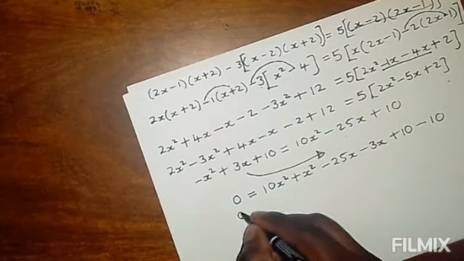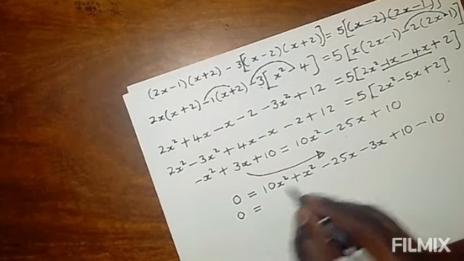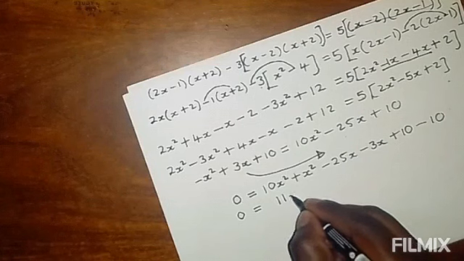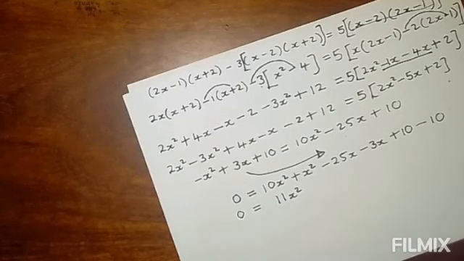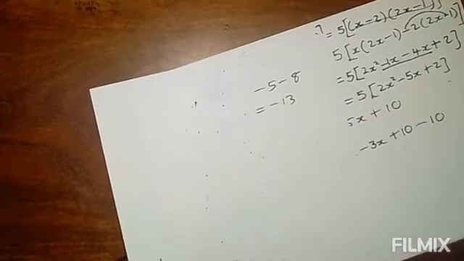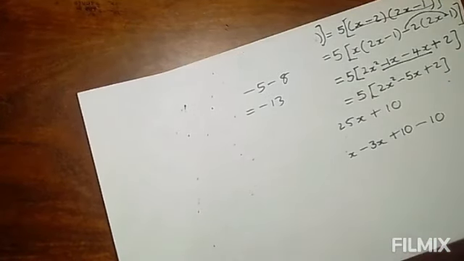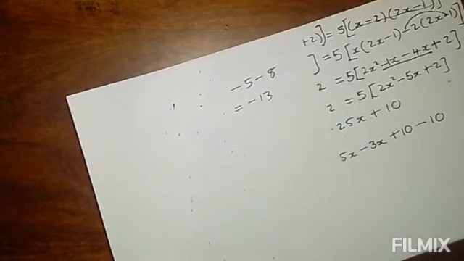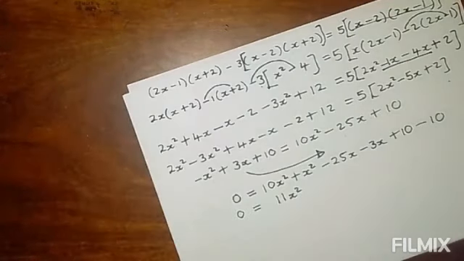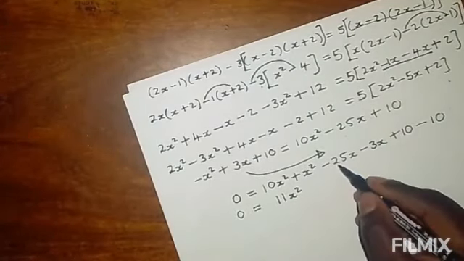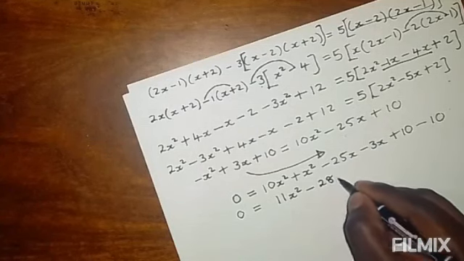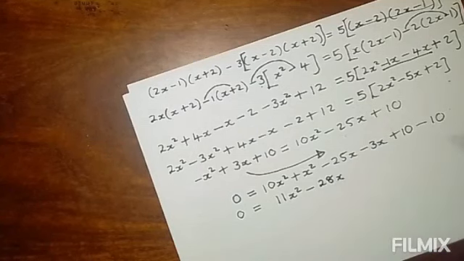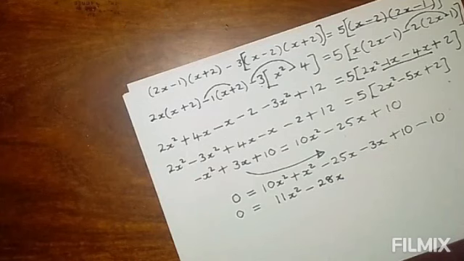So we are left with a 0 on the left side. So 10x squared plus x squared, it gives you 11x squared. Then minus 25x minus 3x, like what I told you, that whenever you have all negative numbers, it is a matter of adding the two numbers, but you remain with the negative sign. Right, so 25 plus 3, you get 28, but it is minus 28x. Then 10 minus 10, it gives you 0, and there's no need of writing the 0.